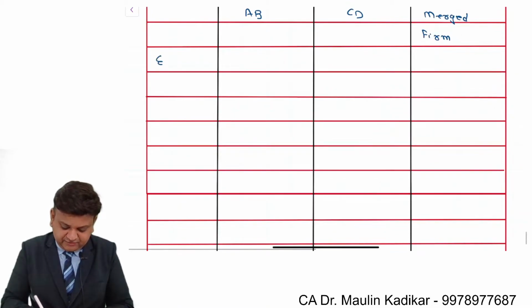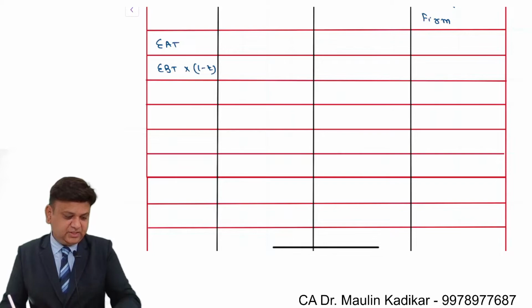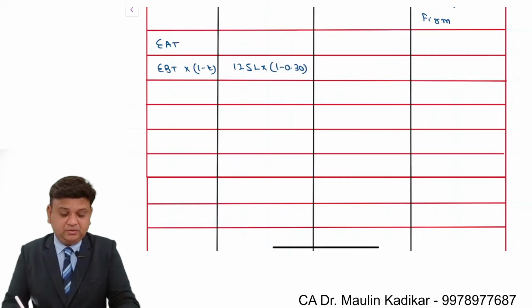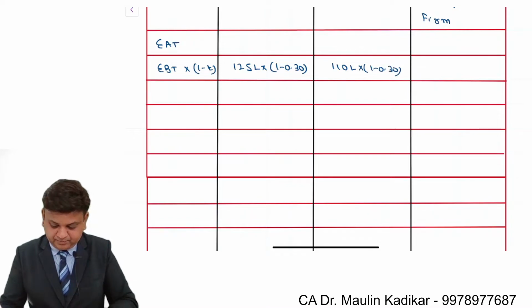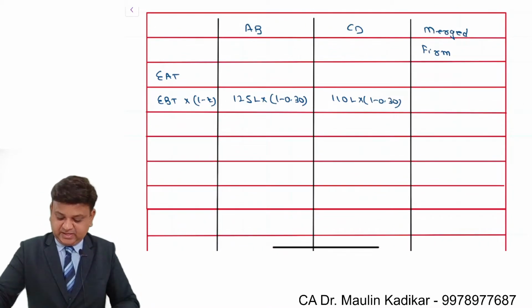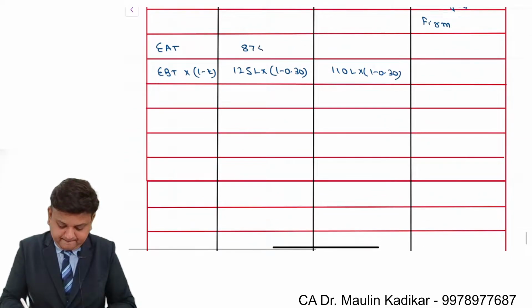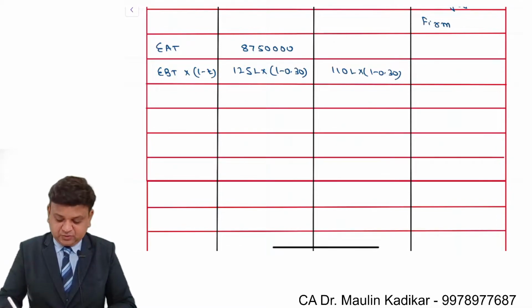We can start with the earning after taxes. Earning after taxes is found as earning before taxes into 1 minus income tax rate. Earning before taxes is 125 lakhs into 1 minus 0.30. Later on it is 110 lakhs into 1 minus 0.30. That is the way the earning after taxes is calculated. It is 87,50,000. 110 into 0.7, that comes to 77 lakhs.